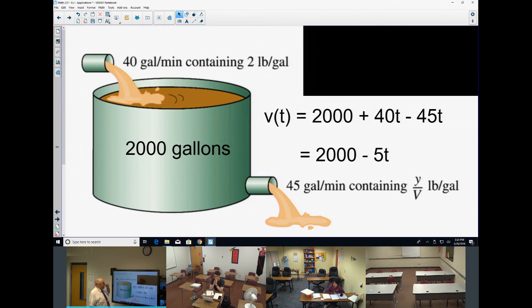Okay, so the V, the volume in the tank at any time. We start off with 2,000 gallons, but then we're adding 40 gallons per minute, so that's why it's plus 40t. Every minute we're adding 40 gallons, but every minute we're pumping out 45 gallons. So we're adding 40 gallons and subtracting 45 gallons per minute. If we simplify that, 2000 minus 5t is the amount in the vat at any time t.